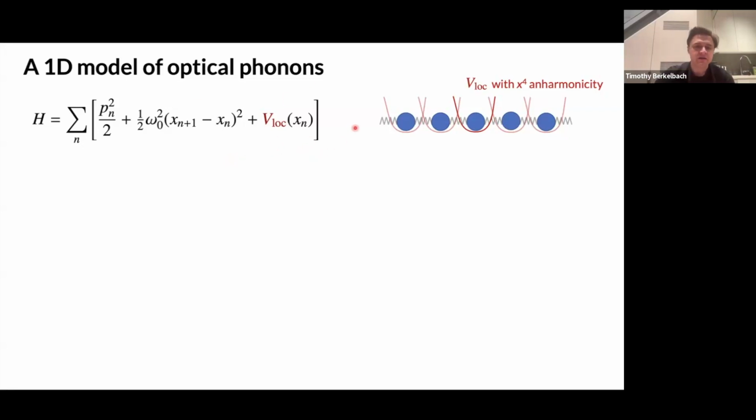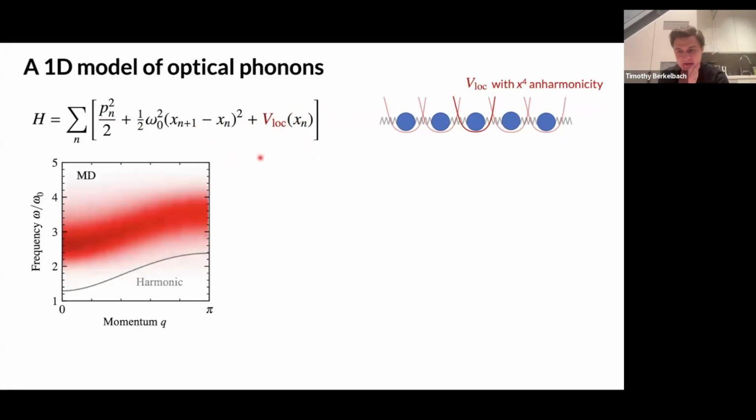Yeah, so this will be the model. Atoms connected by springs with a local quartic potential. And because this local quartic potential breaks infinitesimal translational invariance, the spectrum of this Hamiltonian will have a gap. So that's why this is a good model for optical phonons. And so I can just simulate this within the classical nuclear approximation by doing molecular dynamics.